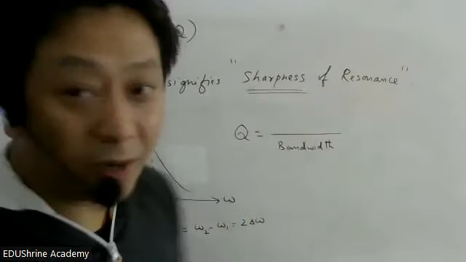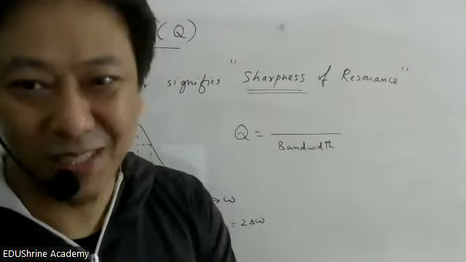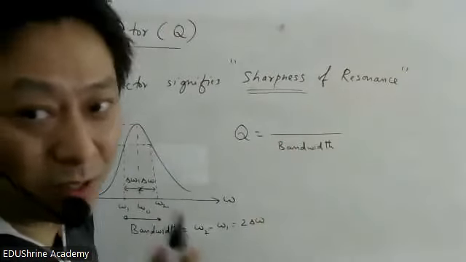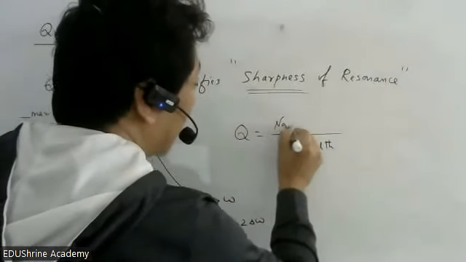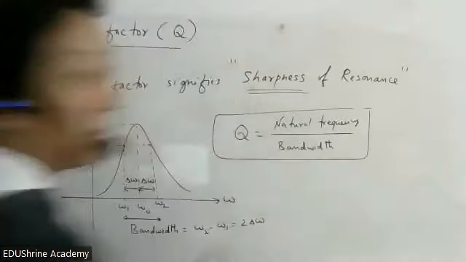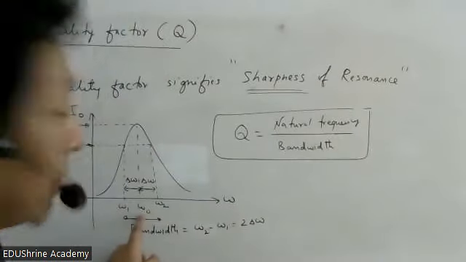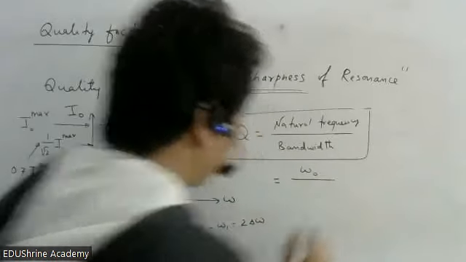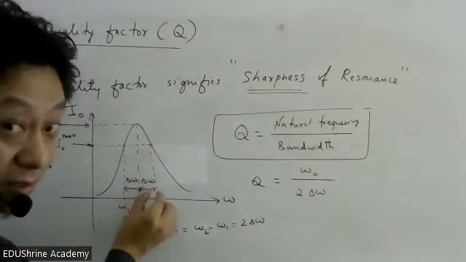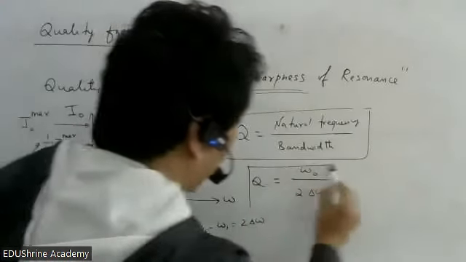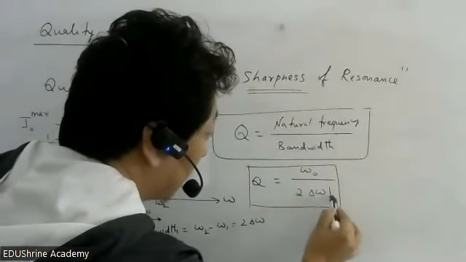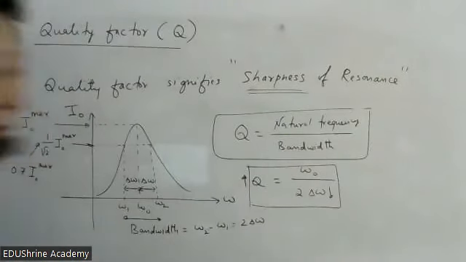However, students, we want quality factor to be a unitless quantity, just a number. So here bandwidth is there, means frequency is there. So here also we want to put some frequency which is fixed for a circuit. And that frequency is obviously natural frequency. So this ratio of natural frequency, omega naught, divided by bandwidth. And what is bandwidth? 2 delta omega, where delta omega is this gap, okay? So this will be 2 times. That is called quality factor. Forget about omega naught, it's a constant. But delta omega is important. So if bandwidth is less, sharpness will be more.